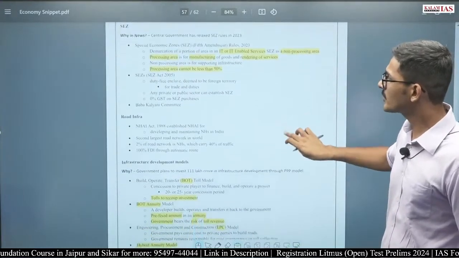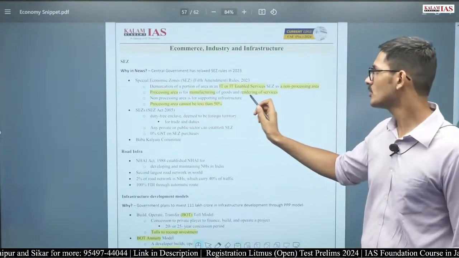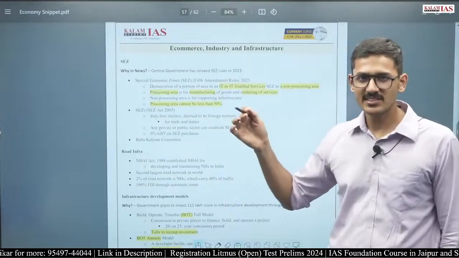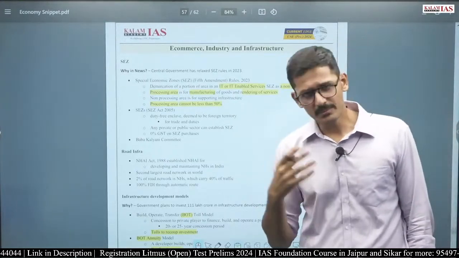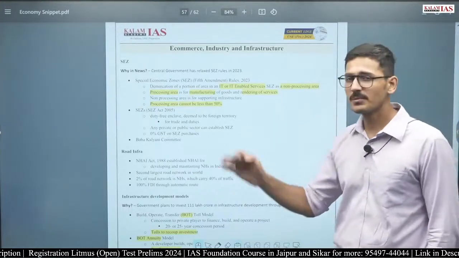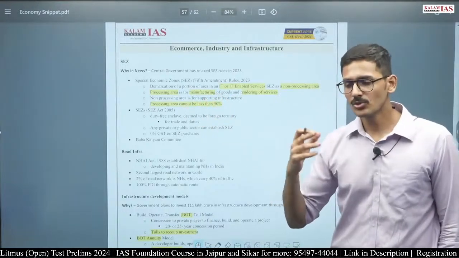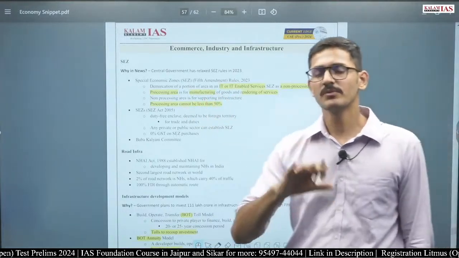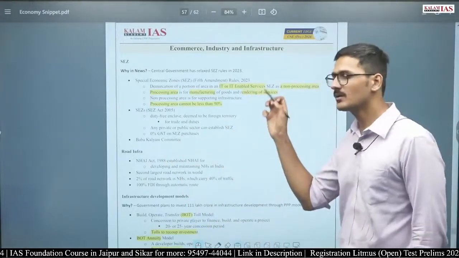So this is not very important. You just have to know two things: processing area and non-processing area. In the SEZ, processing area is basically where manufacturing of goods and rendering of services happens, for the purpose of exports. So that is processing area, and all the other industries which provide support to those manufacturing and service industries are part of non-processing area. For example, IT and IT enabled services.